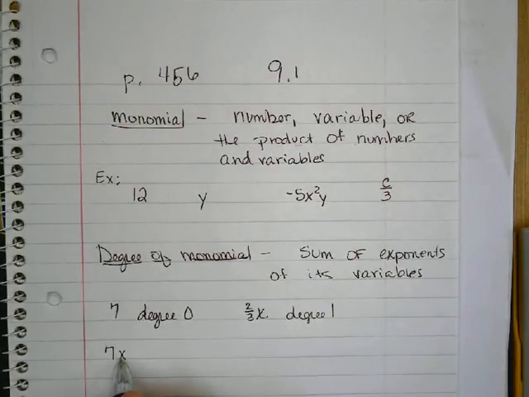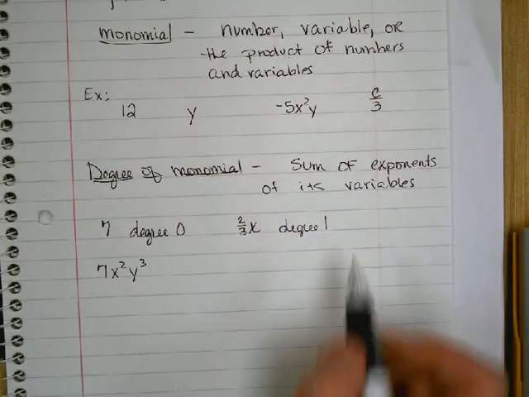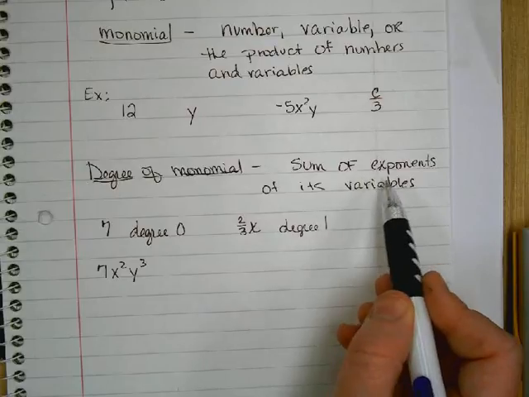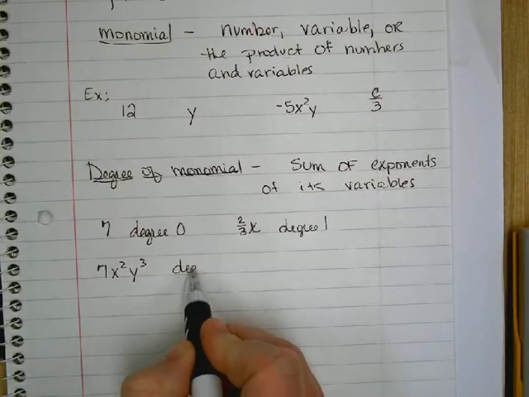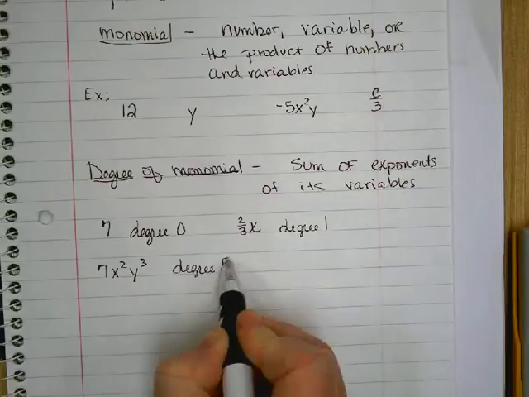7x squared y cubed. It says it's the sum of the exponents of the variables. So this is degree 5.